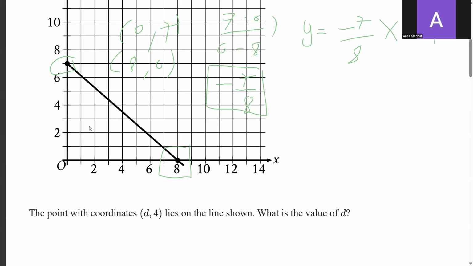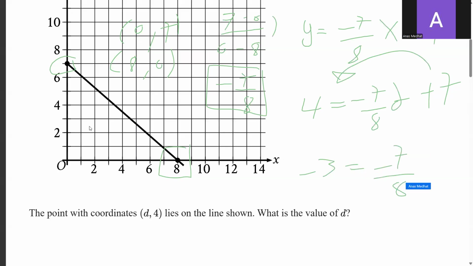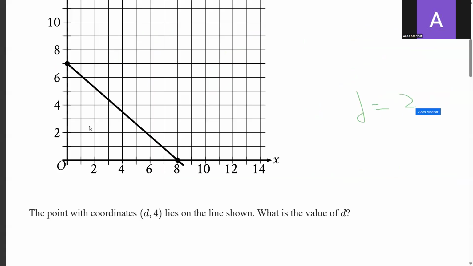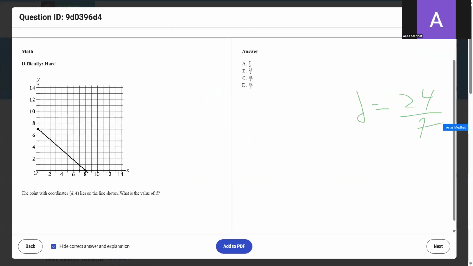Now substitute y with 4 and get d. So 4 equals negative 7 over 8 d plus 7. Shift 7 to the other side, we get negative 3 equals negative 7 over 8 d. Multiply and divide: negative 24 over negative 7, should be 24 over 7. D should be 24 over 7. Let's see. The answer is C.